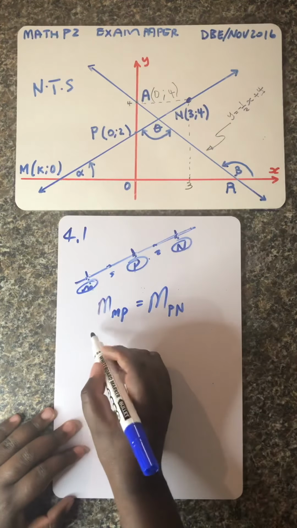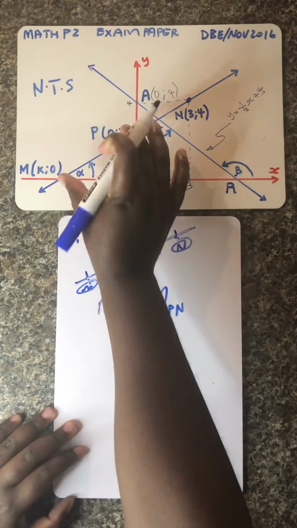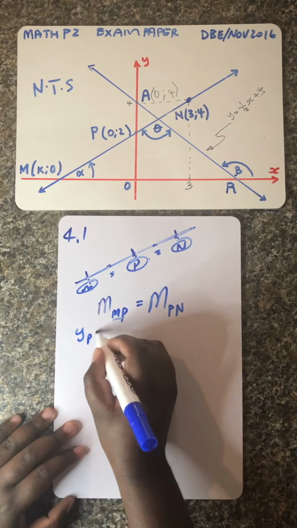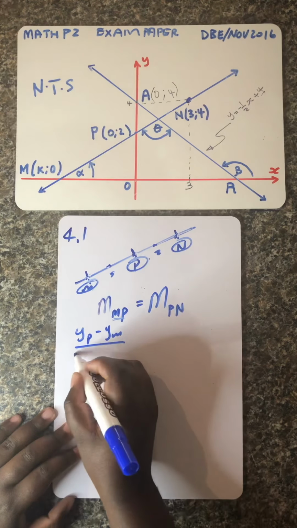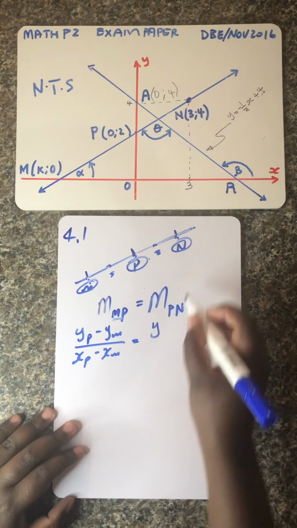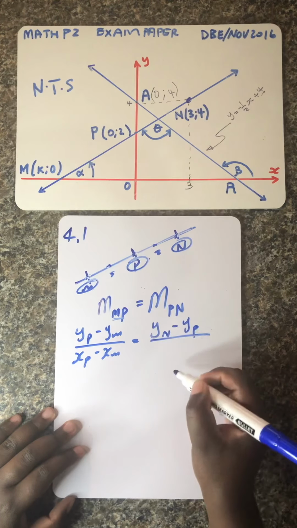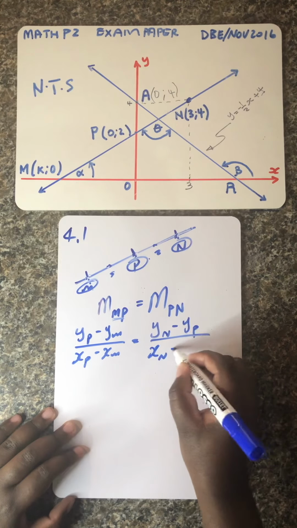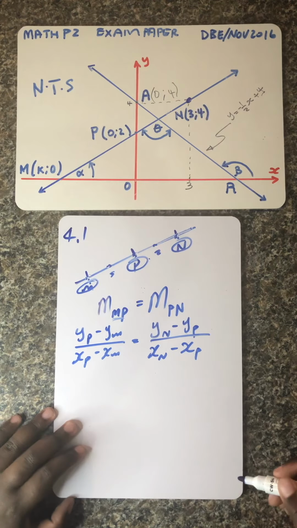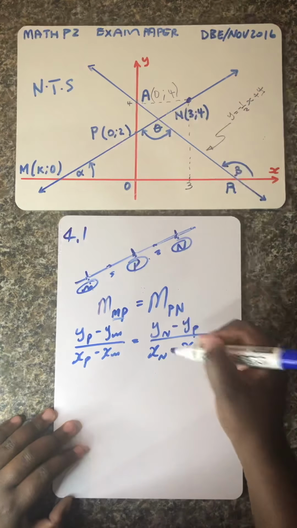Okay, remember guys, if we are concentrating on the gradient of MP, that means we are looking at the coordinates of MP. So y of P minus y of M over x of P minus x of M should be equal to y of the second point, which is N, minus y of P over x of N minus x of P. Okay, guys, can we substitute? Let's now substitute the coordinates into these formulas.